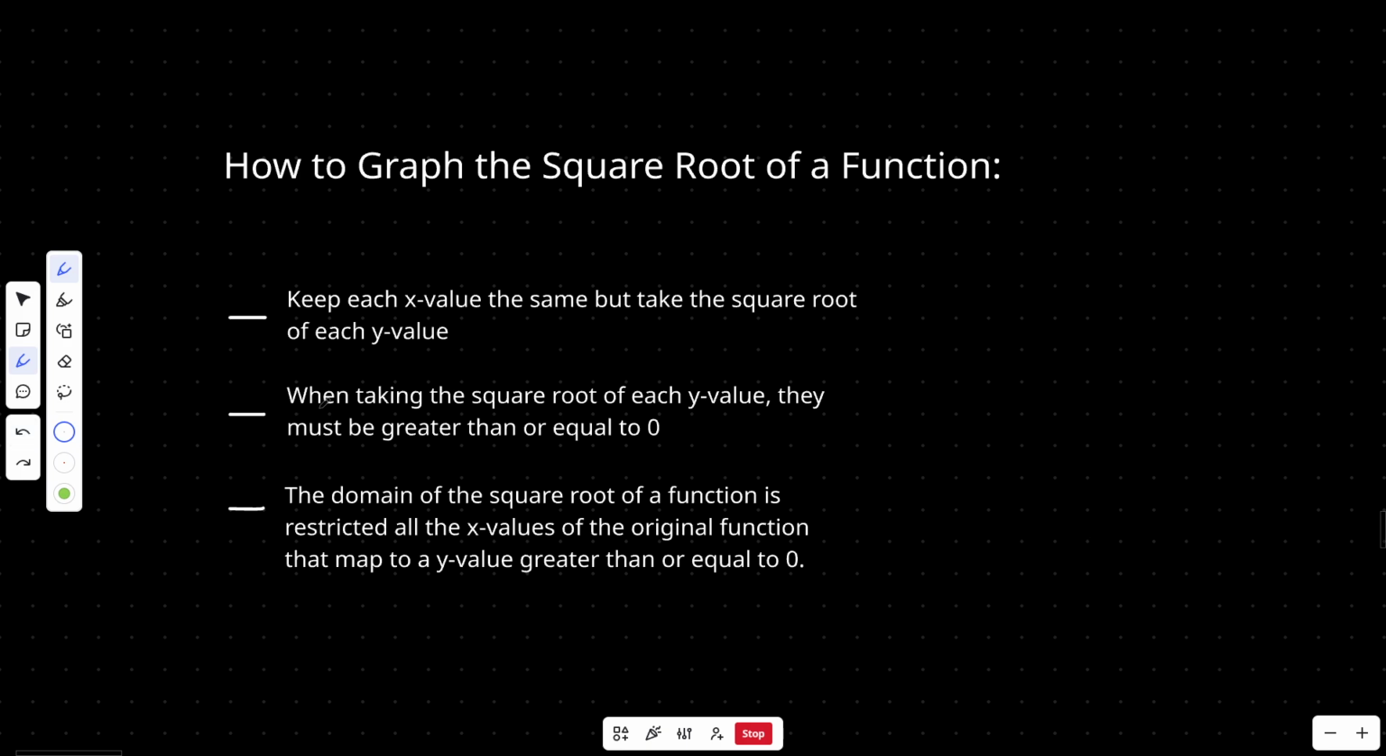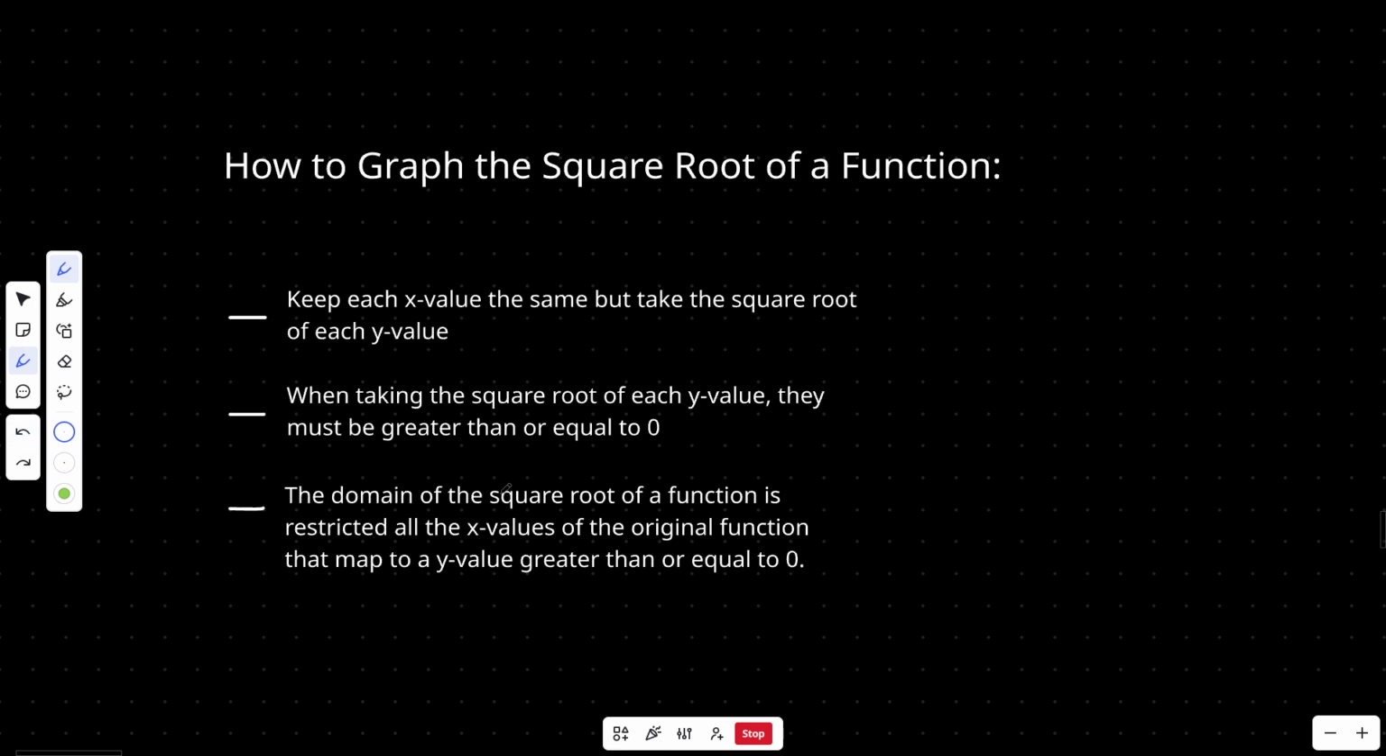So the next point says, when taking the square root of each y value, they must be greater than or equal to 0. You don't want to take the square root of a negative number. For example, let's say we have the same function here, and let's say we want to take the square root at this point. Well, this is a negative y value, say this is negative 4. We can't really take the square root of negative 4, that's not possible, so you don't want to take the square root of any negative y values.